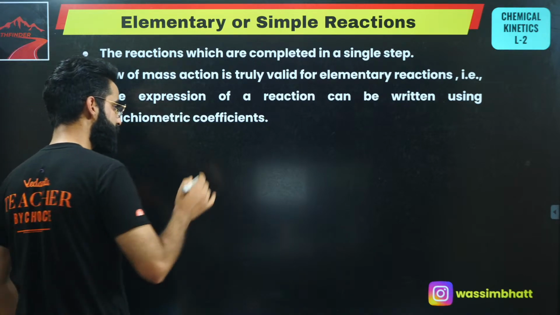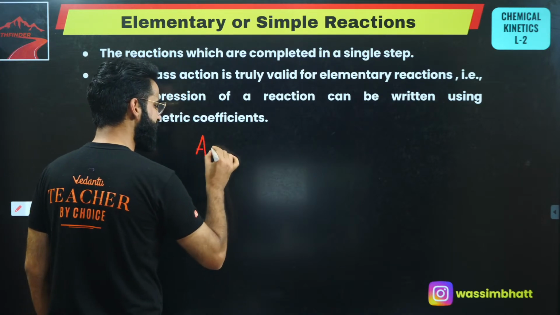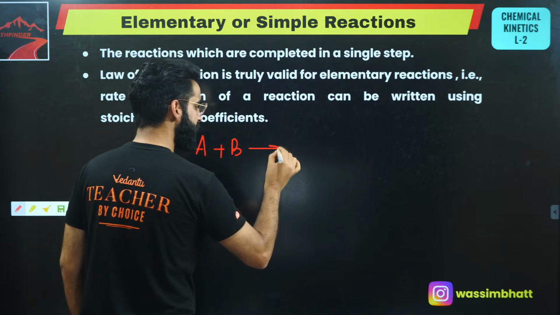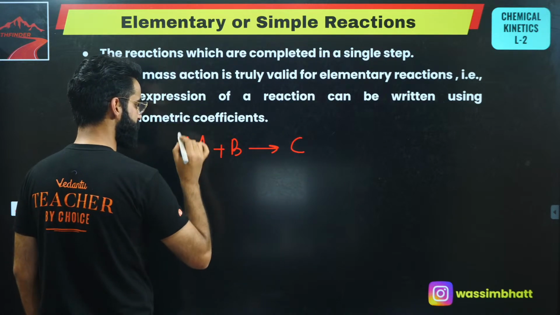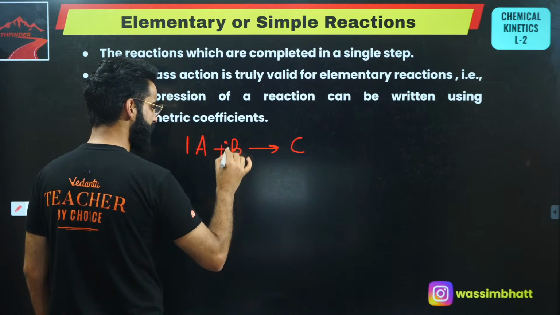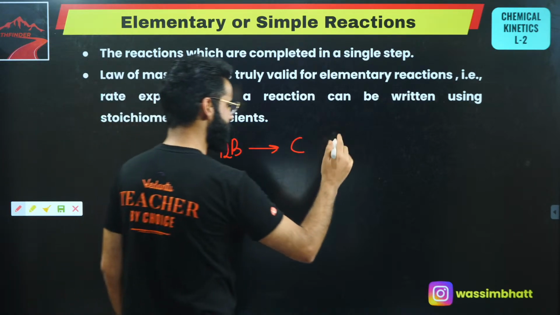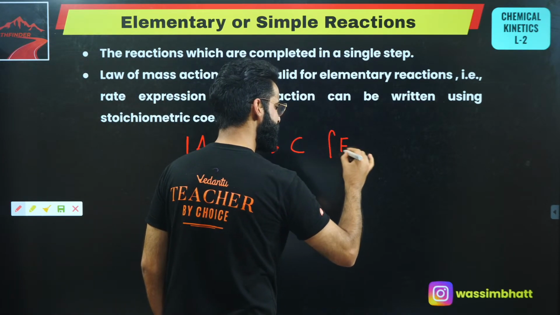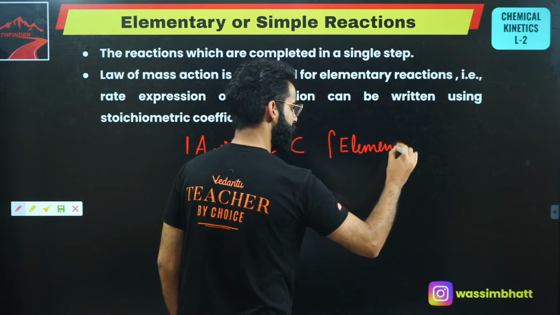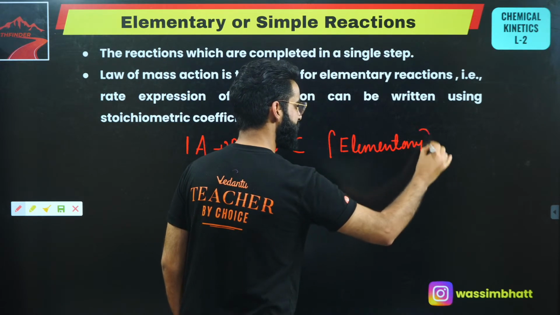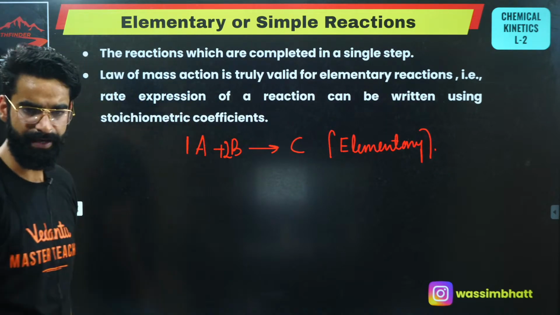Have a look. Let's say I've got a reaction as A plus B gives C. Let's say the stoichiometric coefficient right here is 1. The stoichiometric coefficient right here is 2, for example. I'm assuming this reaction is taking place in a single step, so it is basically the elementary reaction. The reaction is taking place in a single step, yeah?